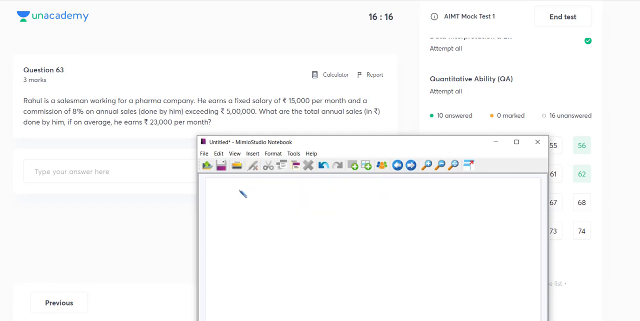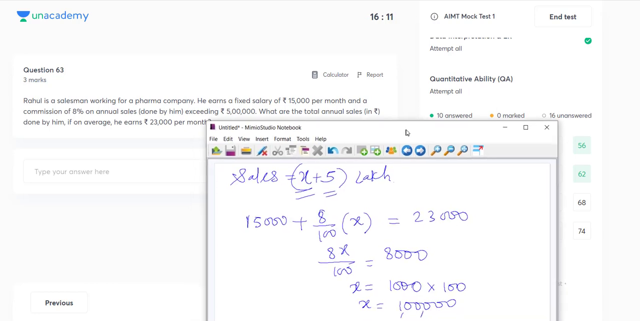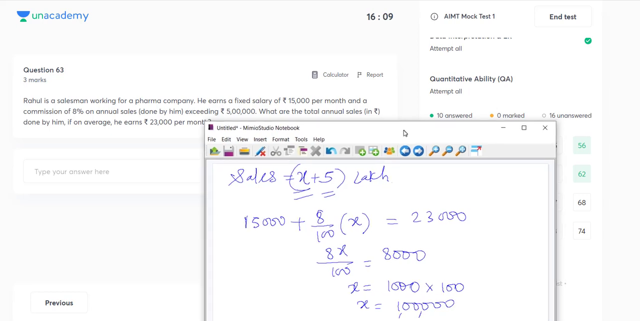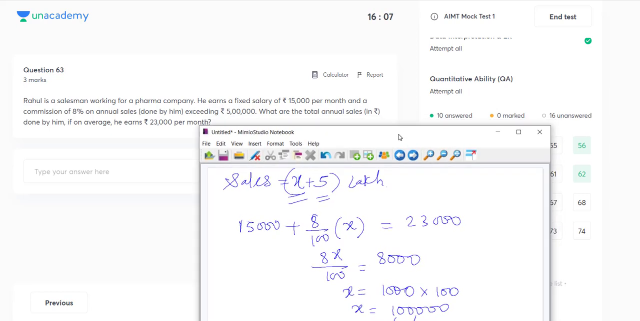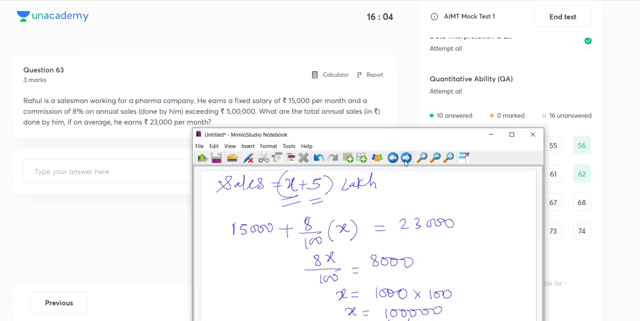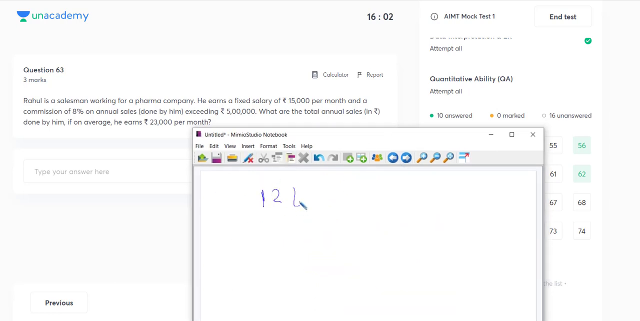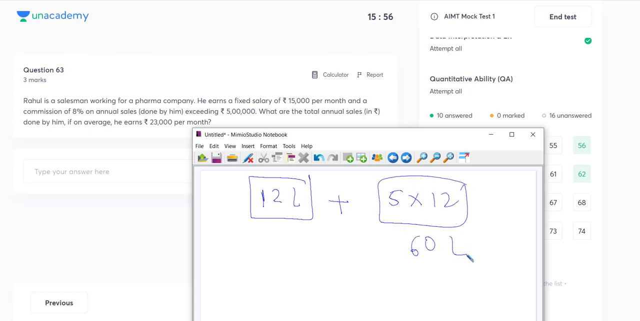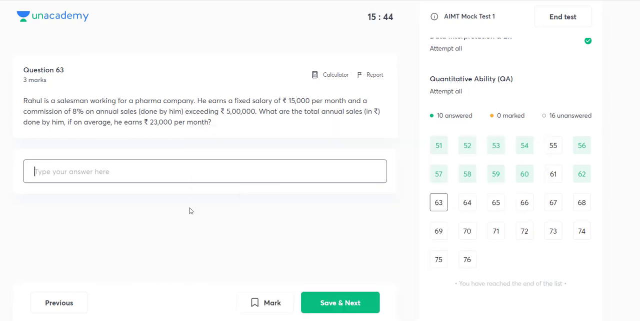So 15,000 is the per month, okay. So it means he did sales of 1 lakh rupees extra every month. So 12 lakh rupees is the extra sales, plus 5 lakh into 12, that is 60 lakh. I think the answer is 72 lakh, because we want to find the annual. 1 lakh extra is per month, 5 lakh per month into 12 is 60, plus 12, it's 72 lakh rupees.